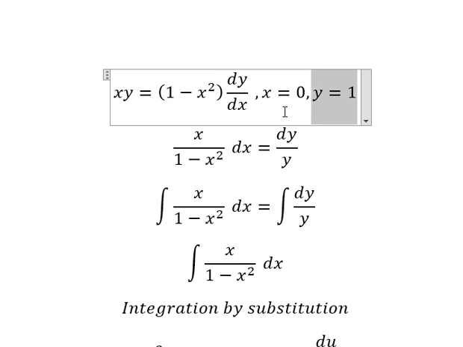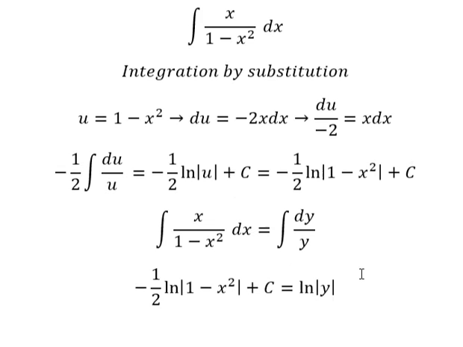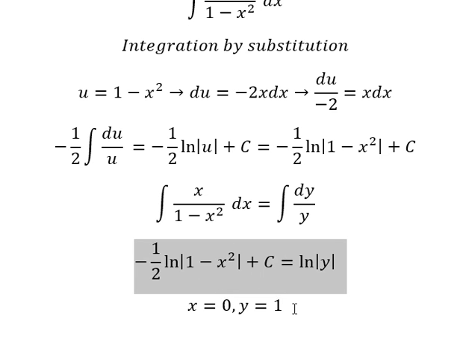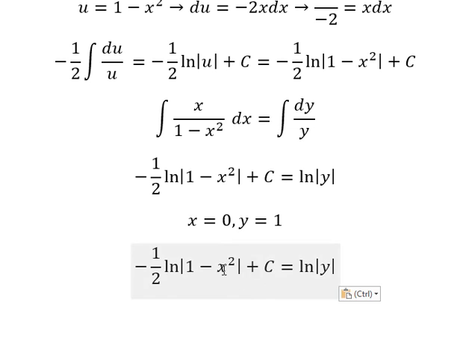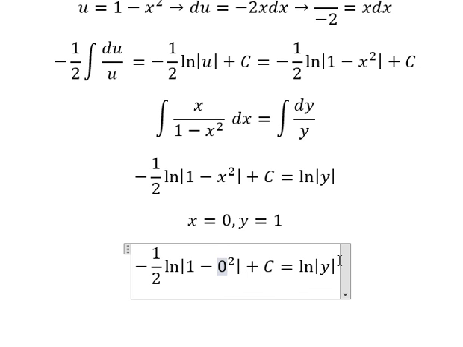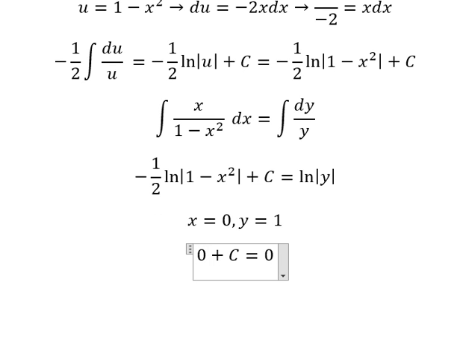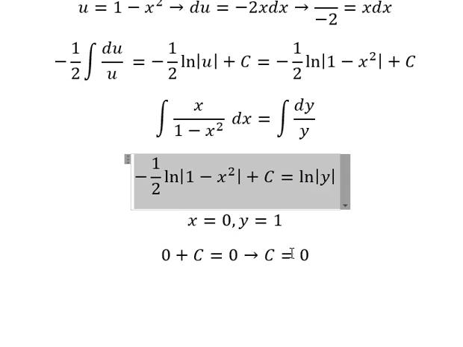Now we have the condition. So we put number 0 and number 1 in here. And this one you get number 0. This one you get number 0. So c equals number 0. And now we have the final answer.